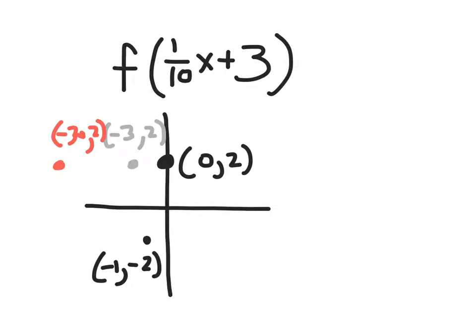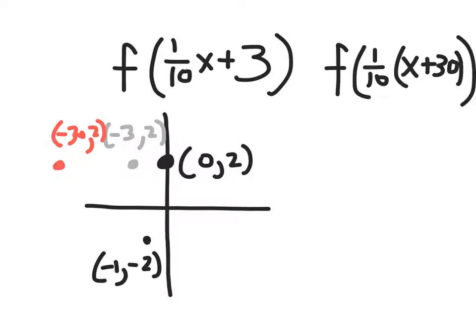Or I could solve 1/10 x plus 3 equals 0, which would just be 3 times 10. Or I could factor it like so. If I factor out the 1/10, left inside the parentheses would be x plus 30. And so first I do the horizontal stretch of 10, which does nothing because it's on the y-axis, and then I move 30 to the left. So same thing using any of the methods. I will end up at -40, -2 for the second point here.